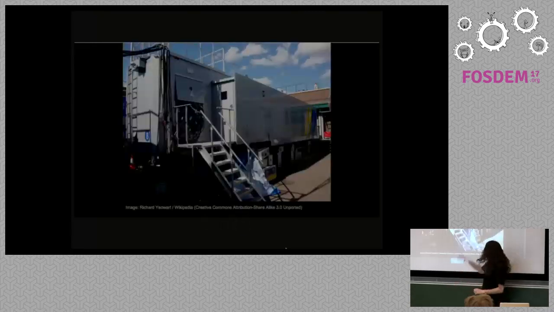With broadcast, they want to go to other people's events. They want to take their OB truck, their outside broadcast truck, to the stadium. This is from Wimbledon. They want to plug into the audio systems and the video systems at that stadium and get feeds of what's going on so they can broadcast. So we can't deal with bad interop here.